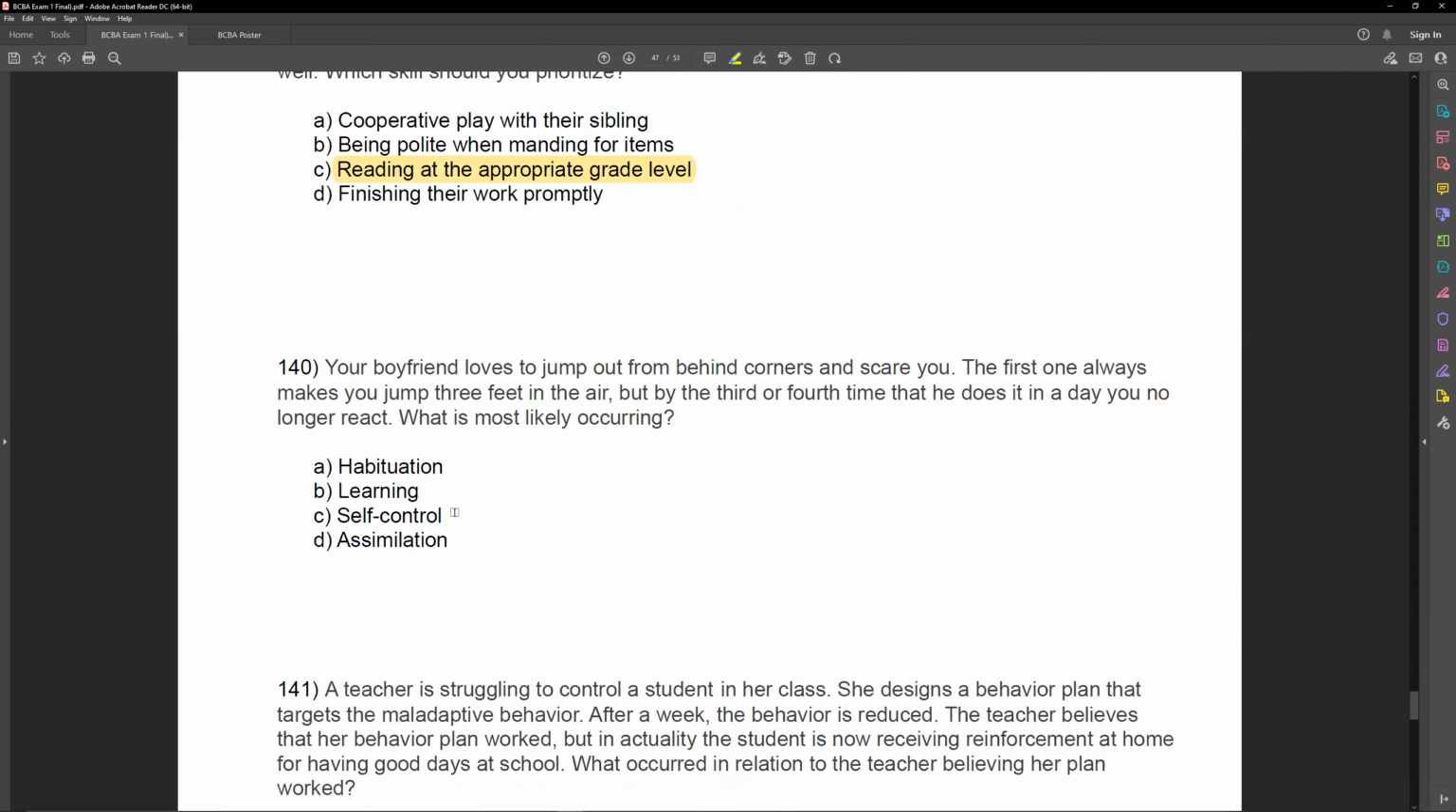Well, we know self-control is a misnomer, okay, because it's still controlled by the environment. Learning, right? Learning is a concept, okay? We have a more specific term that we use after repeated exposure to a stimulus where your reaction becomes less, and that is habituation. Becoming habituated to your boyfriend jumping out from behind the corners. By the fourth time he does it, you no longer react. You've habituated yourself to that stimuli, and the response is not as strong or intense.